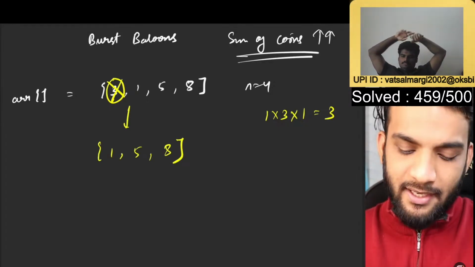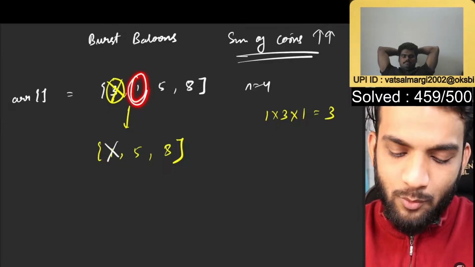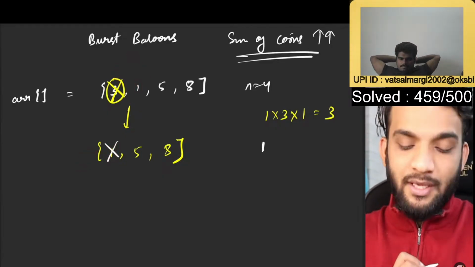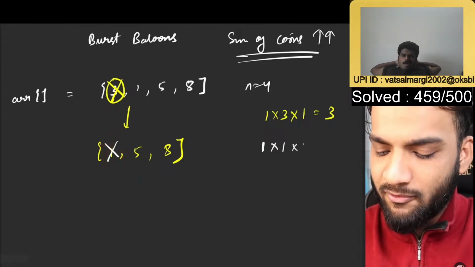Now imagine I say, hey listen, can you please burst 1? Now remember, previously 1 had a 3 on the left, but since you burst that balloon, for this one there is no 1 on the left. So since there is no 1, you take 1 itself, and on the right it is a 5, so you take 5. So the total will be 5.